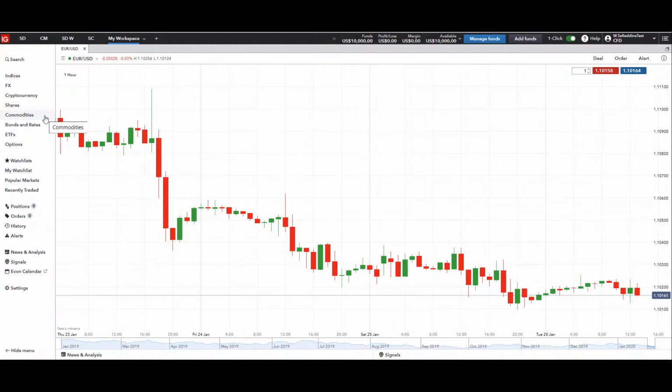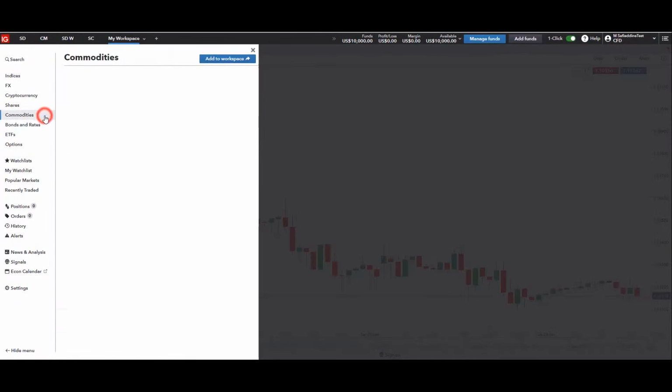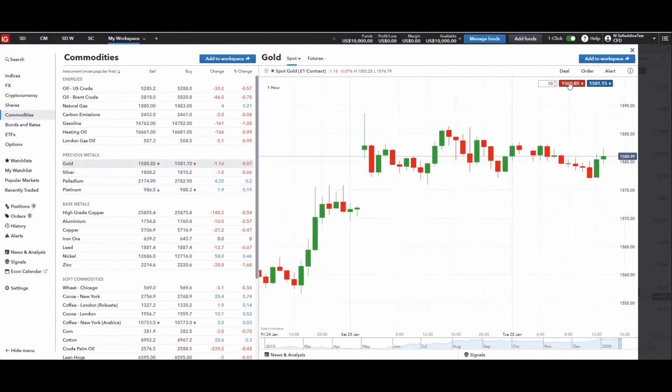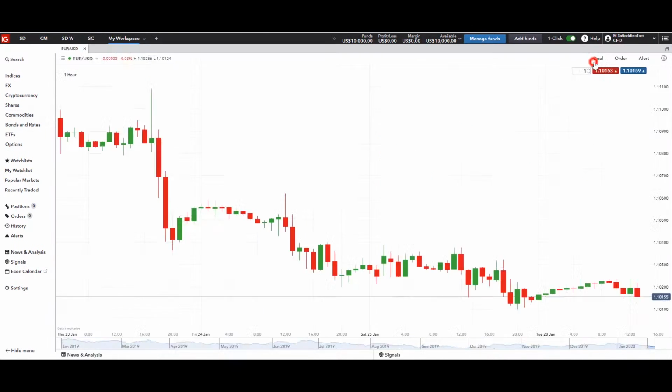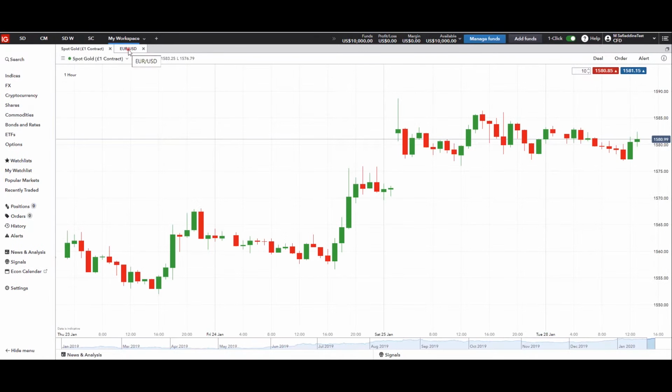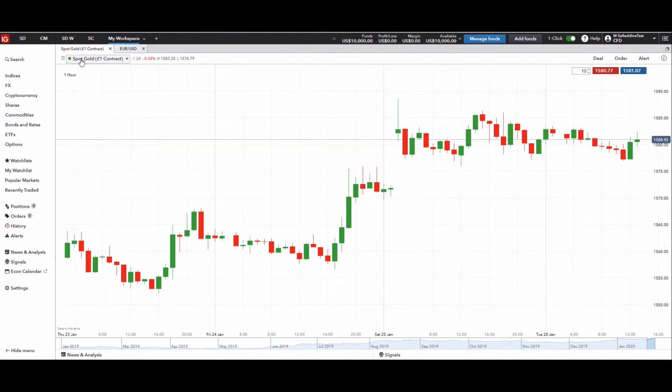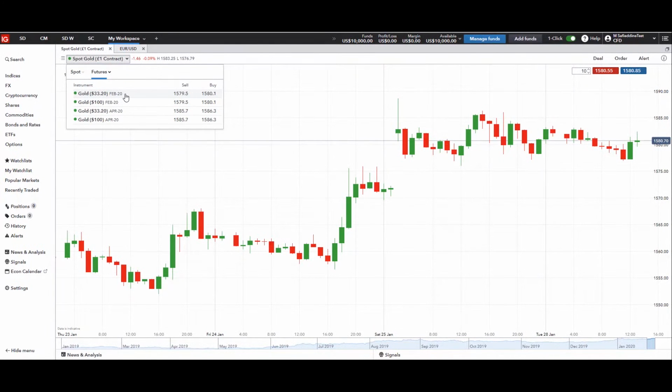Now let's take a look at gold in this case. So let's go under commodities. There's gold right there. Again, you can search, but let's add this to our workspace. Because we already have a product there, you'll see that now we've got two tabs, one for EUR USD, one for gold. Let's click on that and see what we have available. We've got spot and we've got futures. For spot, we've got a few contracts there. Let's click on futures. Let's look at the nearest one, the Feb 20.